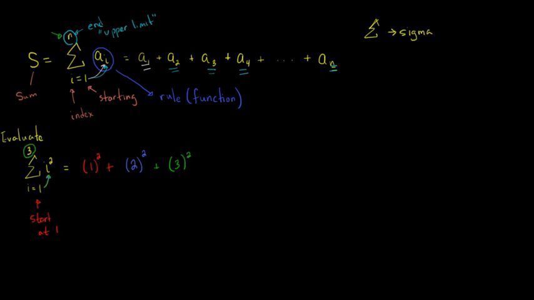Then all I have to do is evaluate this, and this is pretty easy to do. 1 squared is just 1, plus 2 squared is just 4, plus 3 squared is 9. If we add up all this stuff, we get the number 14. So it turns out that this sum is equal to 14. It's the sum of the first 3 terms, for 1, 2, and 3.